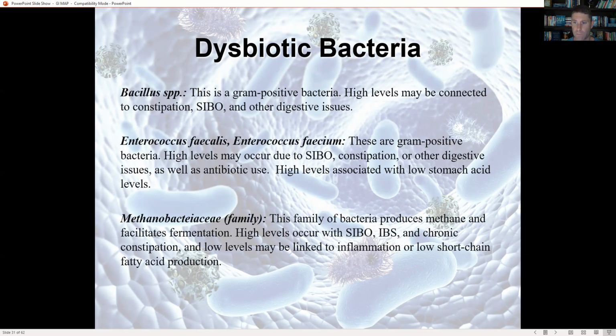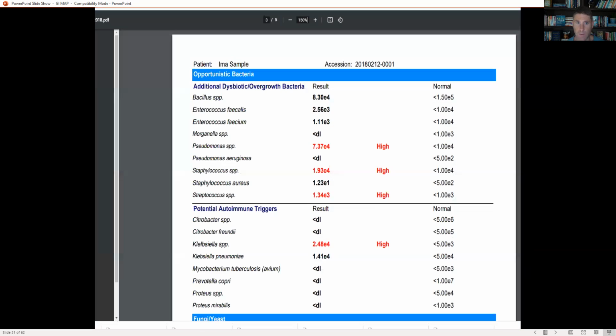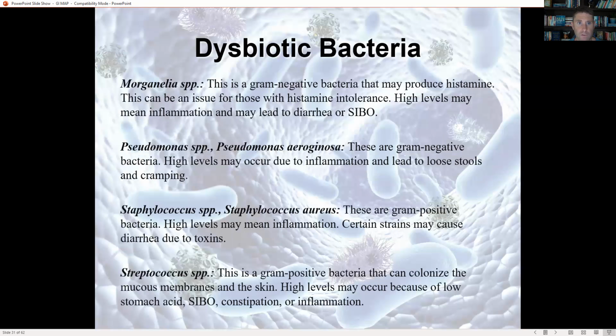So methane, oftentimes a methane dominant SIBO, can have issues with constipation. Again, we don't know for sure if that's in the small intestine or large intestine, but it's just something to think about and look into. Morganella, it's a gram-negative bacteria that may produce histamine. It can be an issue for those with histamine intolerance. So that's another one that we're looking at there, the Morganella, on this test.